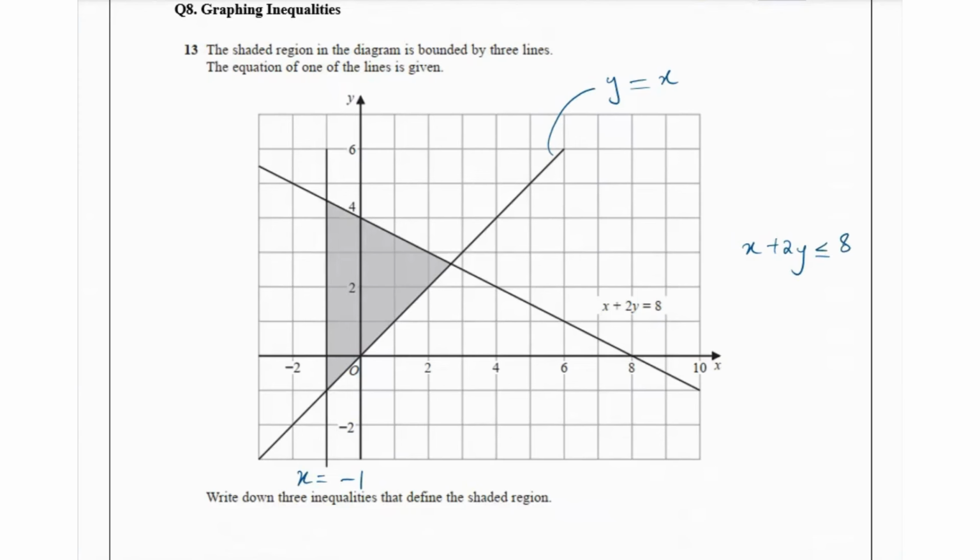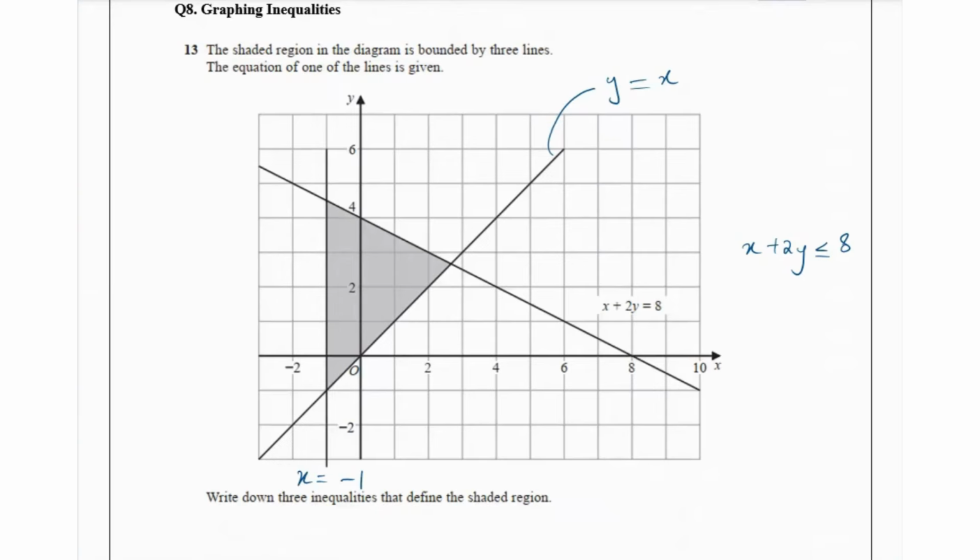The reason why I have attached the equal to sign with the less than is because it's a solid straight line. In solid lines, it's either less than or equal to, or greater than or equal to, depending on what the shading is. If it was a dotted line, then it would be just less than. So you need to be aware of this basic distinction. So x plus 2y is less than or equal to 8 for this.